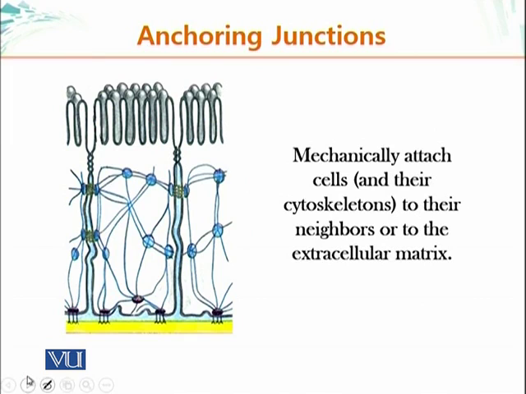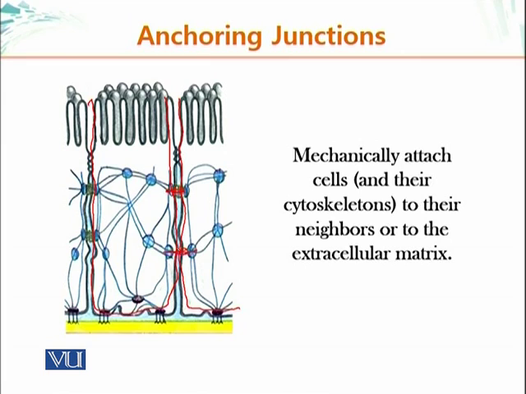The next category of junctions I'm going to talk about is anchoring junctions. These mechanically attach cells and their cytoskeleton to their neighbors or the extracellular matrix. So here, for example, this is one cell. This cell is attached to the adjacent cell, which is right here, through these anchoring junctions. This is a type of anchoring junction which is holding these two cells together. There are several types of anchoring junctions. We'll talk about different categories of anchoring junctions too.